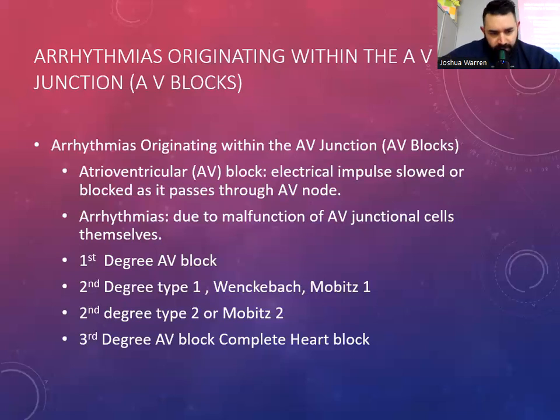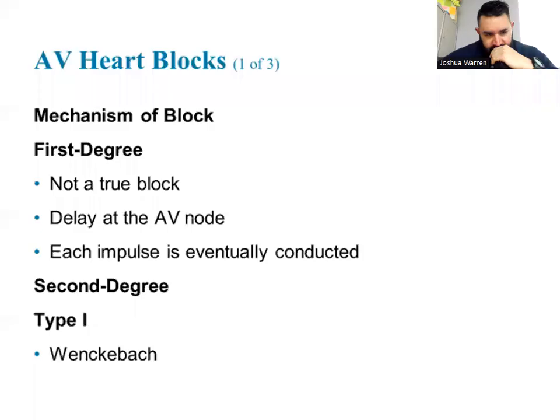Enjoy. Next, we have the second-degree type 2 or the Mobitz 2. Again, it has 2 names. Second-degree type 2 or Mobitz 2 is a higher degree block. And then you have the third-degree AV block, which is also known as a complete heart block. Again, it has 2 names. So third-degree AV block or a CHB, which is a complete heart block. Let's talk about it.